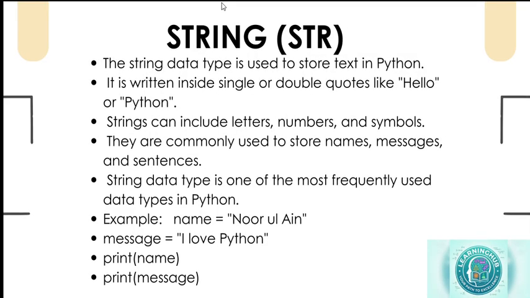Now we come to the string data type. The string data type is used to store text in Python. It is written inside single or double quotes, like "Hello", "Python". Strings can use letters, numbers and symbols. They are commonly used to store names, messages and sentences. String is one of the most frequently used data types in Python. For example, name is this, message is this. Print name and message will print this and it will print this. I want to conclude strings by saying that everything written inside double quotes becomes a string. So strings are used when we deal with text data and numbers.